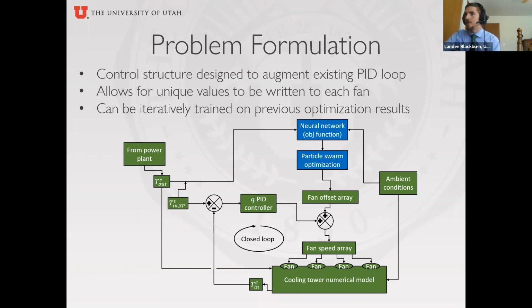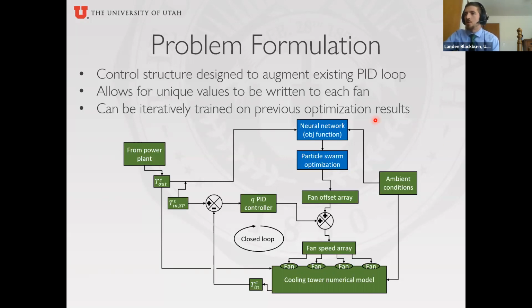Once we got a bit of data, we trained a machine learning algorithm on that. We got a neural network together, and we fed it, in addition to the random values we had fed into the offset array, the ambient conditions and the power plant conditions. The only thing left out was the PID controller. It seemed like it performed better without knowing that, because it has a lag behind it.